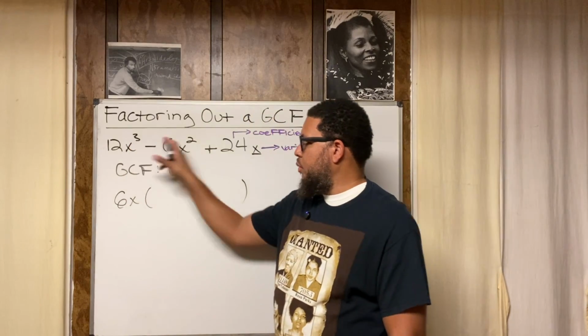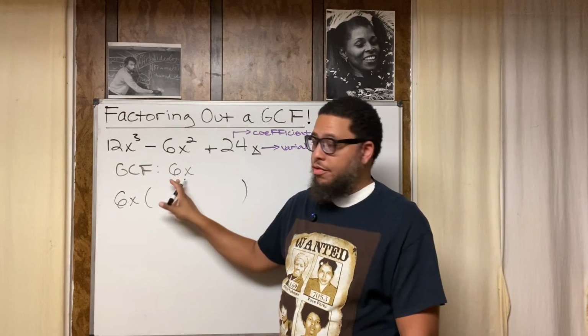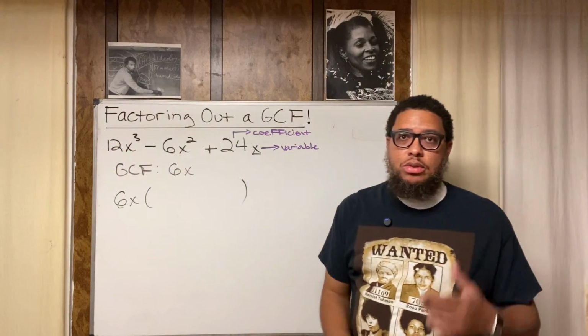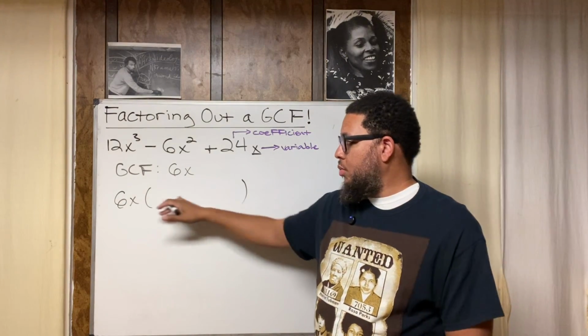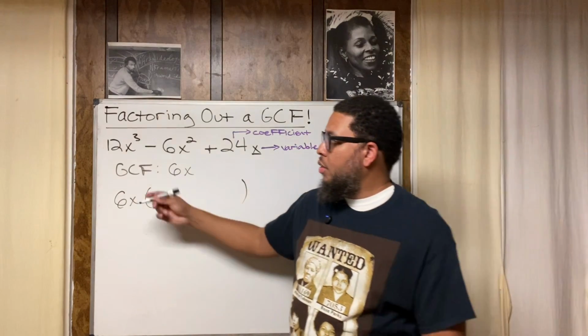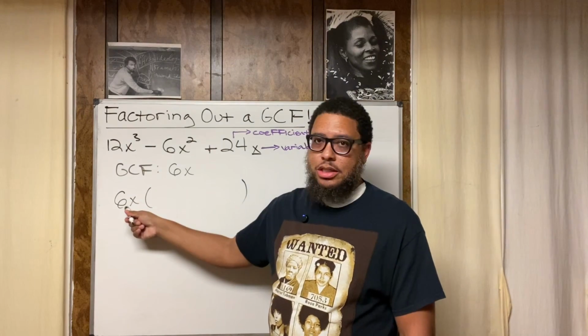So this is going to be equal to 6x times another trinomial. The GCF times another trinomial. Now, the question you should be asking is, what's going to go inside the parentheses? What's going to go in there is the quotient when you divide each of these three terms by the GCF.